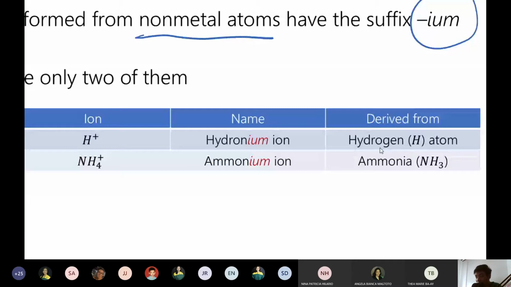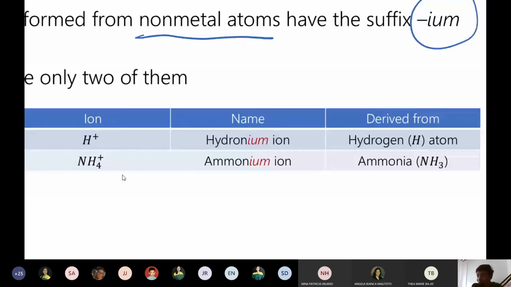Siyempre, pagandahan na lang ng name. Pangit pakinggan yung hydrogenium, na sagwa, di ba? Mag-work around na lang tayo. Hydronium, di ba? Ang fancy pakinggan. So, ganun na lang, no? Kabisaduhin na lang natin kasi dalawa lang yan. So, H plus, hydronium ion. Saan galing siya? From hydrogen atom that lost one electron. So, isang electron yung nawala, kaya naging cation siya.